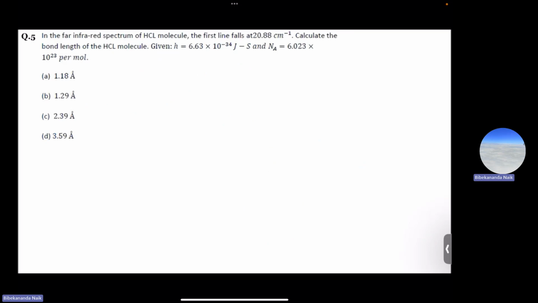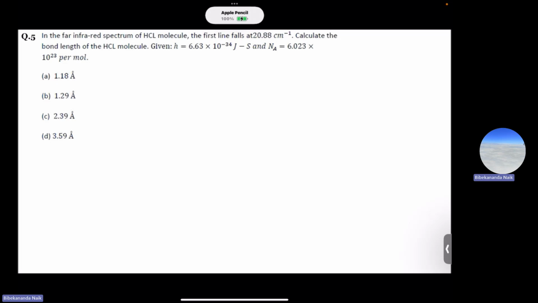Coming to the next question, the question says, in the far infrared spectrum of HCl molecule, the first line falls at 20.88 centimeter inverse. Calculate the bond length of HCl molecule given h is 6.63 into 10 to the power minus 34 joule second, and Avogadro's number is also given, 6.02 into 10 to the power 23 per mole.